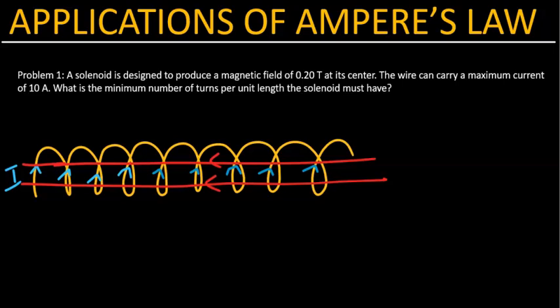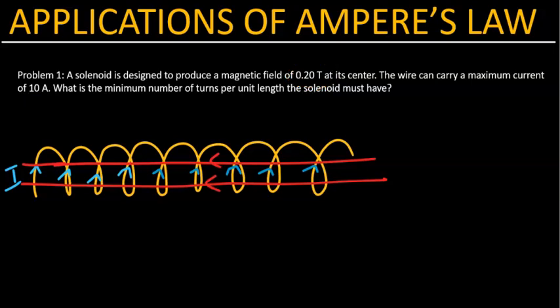Let's begin with the first application of Ampere's law, a system of a solenoid. A solenoid is designed to produce a magnetic field of 0.2 Tesla at the center. The wire can carry a maximum current of 10 ampere. What is the minimum number of turns per unit length the solenoid must have?